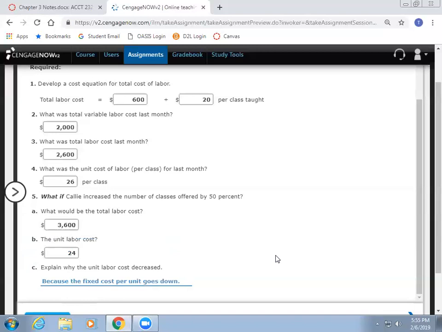And that's important to understand. You know, variable costs of labor stayed the same at $20, right? That variable cost stays the same. So total variable costs go up the more classes we teach. 600, we pay $600 whether these instructors teach 20 classes or 200 classes. But the fixed unit cost goes down with the more that we teach because we're spreading that fixed amount over more classes.